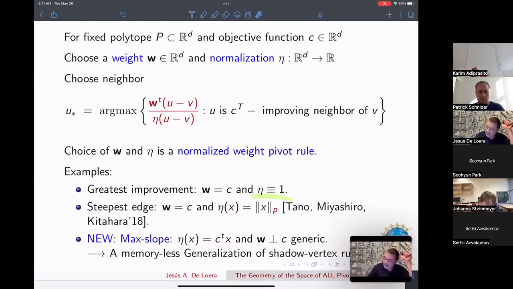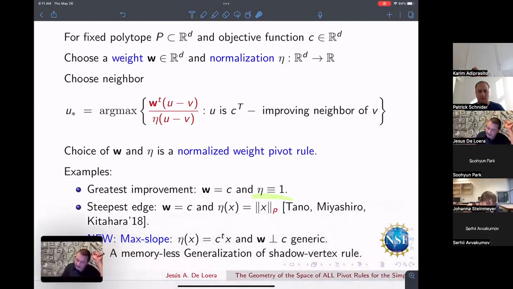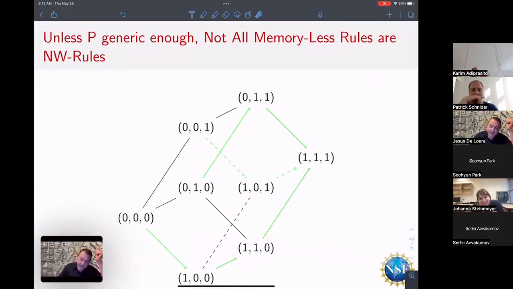And in some sense, this is a memoryless generalization of the shadow vertex pivot rule. The difference with the shadow vertex pivot rule is that we stick to the same projection for every vertex. I just want to remind you of that. Every NW rule is a memoryless pivot rule, almost by definition.